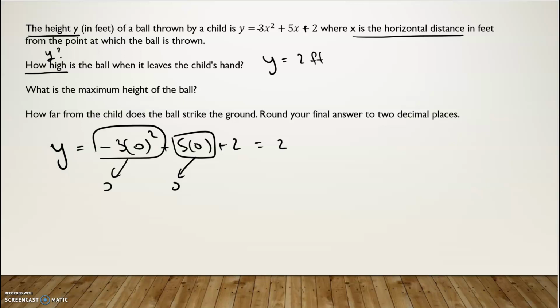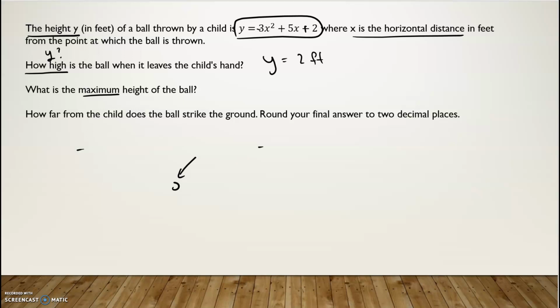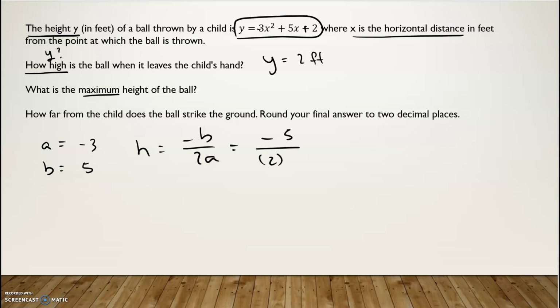Okay, the maximum height. We have a function that is a quadratic, and we're looking for the maximum. The only way to find the maximum or minimum within a quadratic is to find the vertex. So we need to find the vertex of this quadratic. We need to identify our a and our b, -3 and 5. h will be -b over 2a, so -5 over 2 times -3. Negatives will go away, so I have 5 over 6.